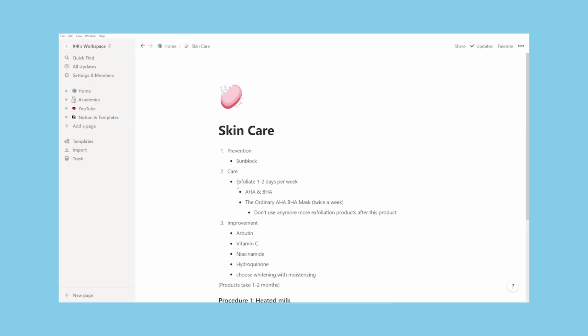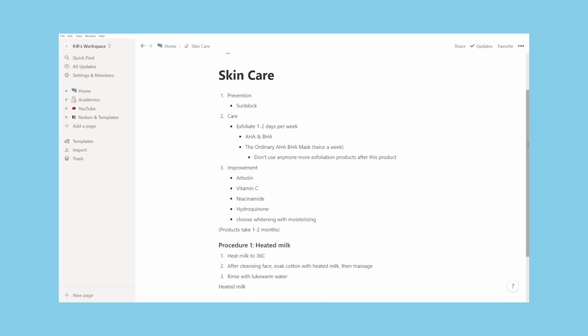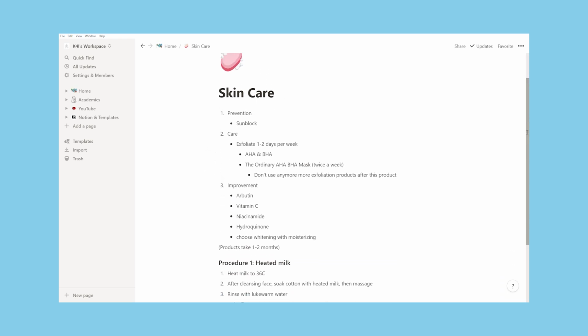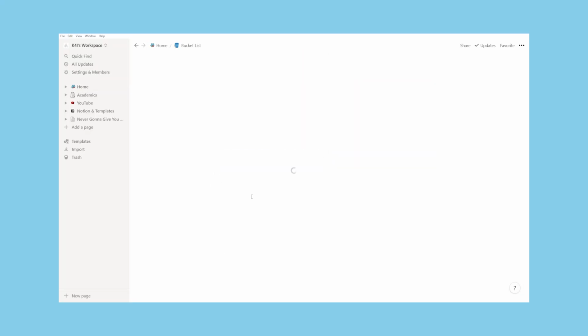Moving on to the next page under the life category, we have my skincare routine. Not much is really in here, I only took down notes to know what kind of products I needed for my face. As you can see, I needed to buy products that contain the agent AH! And the other agent called BAH! Yeah. I'm a genius.